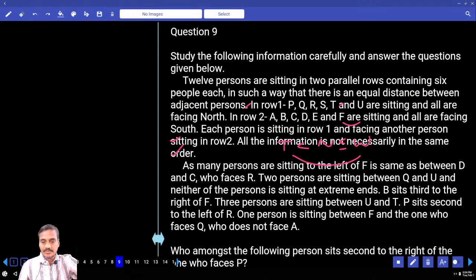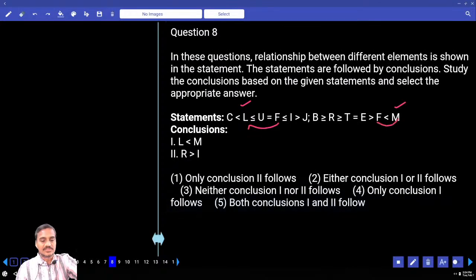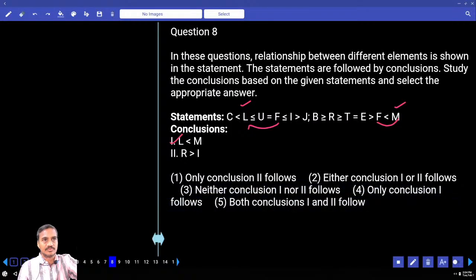The next, the 8th one. The 8th one, the relation between L and M. L is here and M is there in the second statement. Now the letter that is common between these two is F. L lesser than or equals to F, F lesser than M. Lesser than or equals to, less than, means L lesser than M is definitely true.